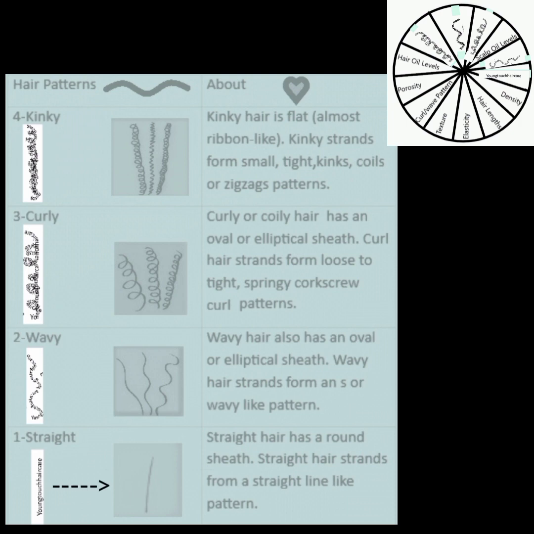A straight line-like pattern. Wavy hair strands. An S or wavy-like pattern. Curly hair strands. Loose to tight, springy corkscrew curls. Kinky strands. Small, tight kinks, coils or zigzag patterns.